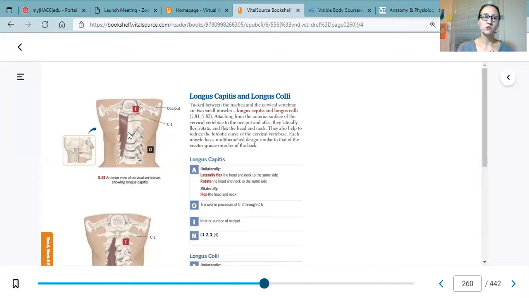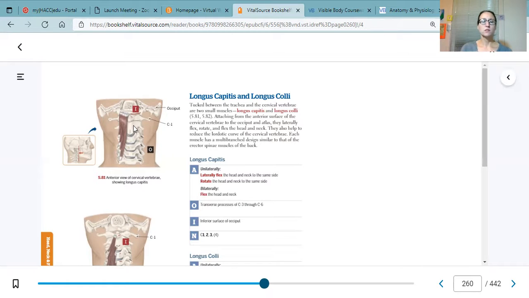Now, this is a very strange view. As you can see, you probably are not entirely sure what you're looking at. Basically, they've cut off the face, and you're looking at C1 and C2 here from an anterior view.